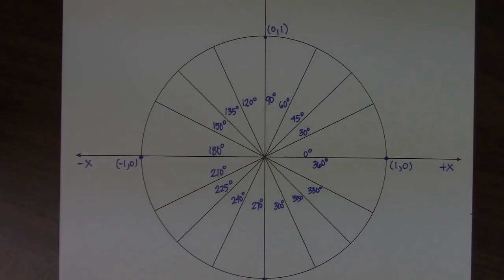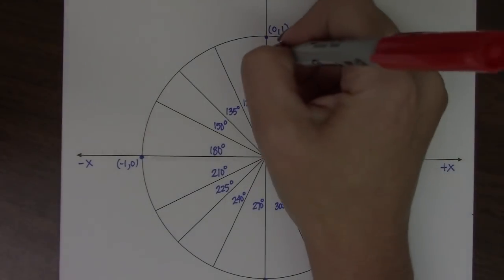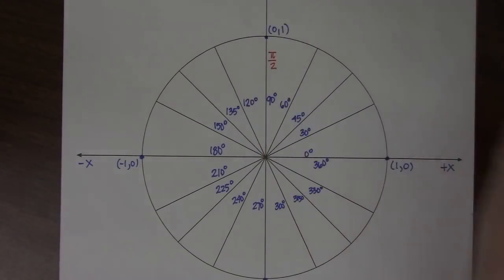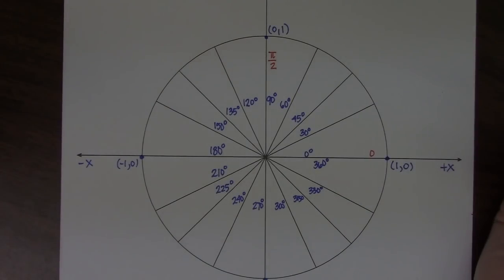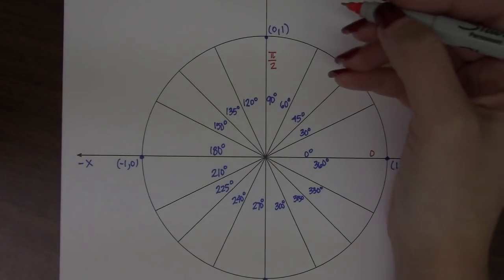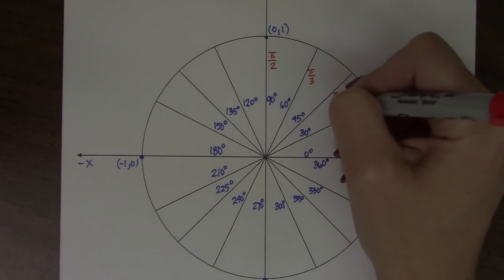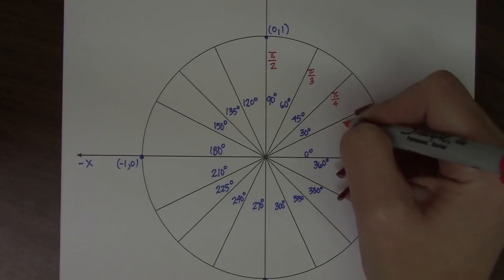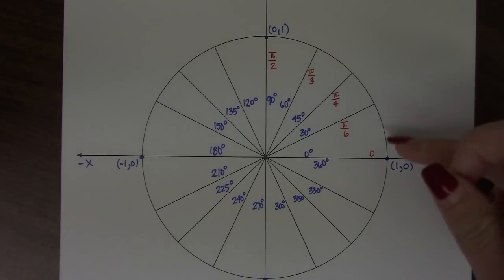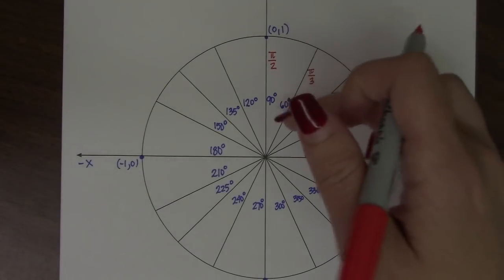The radian measures follow a pattern as well. So we already saw that 90 degrees is pi over 2. So this is pi over 2, and this is 0 radians. So in the first quadrant, they count in a very specific way. So it goes pi over 2, pi over 3, pi over 4, there is no pi over 5, and pi over 6. So we can now see pi over 6 is 30, pi over 4 is 45, pi over 3 is 60, pi over 2 is 90.